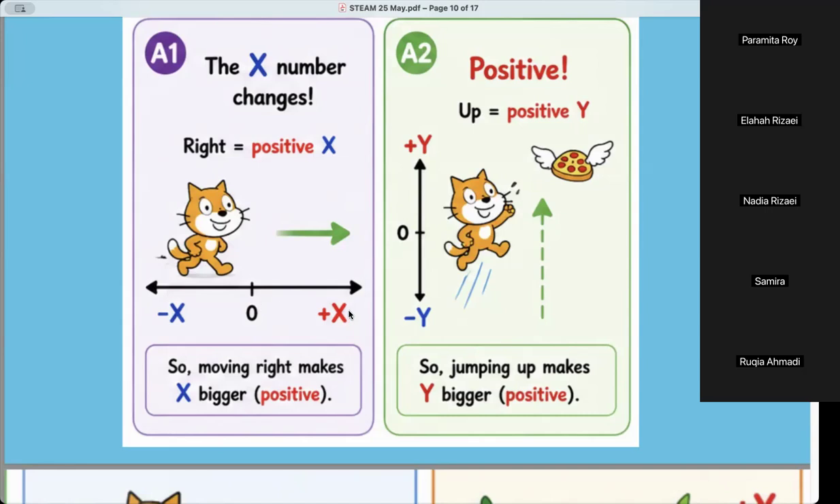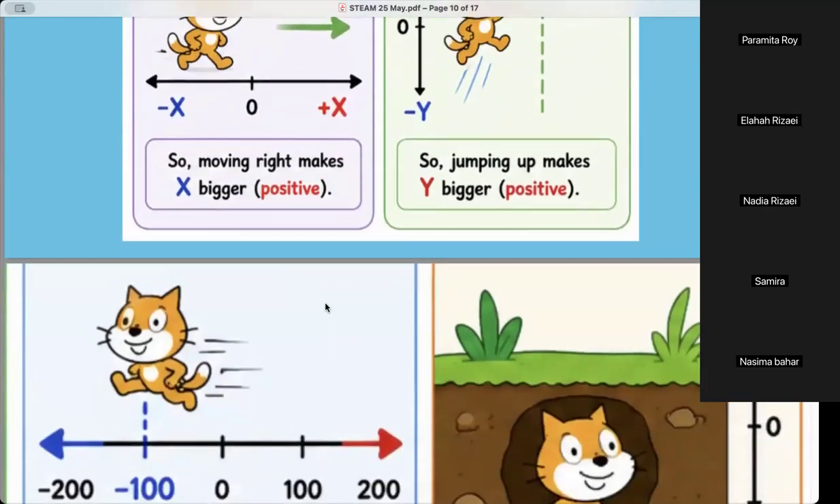Vertical line, y-axis. Horizontal line, x-axis. Now, which one is positive when you're going upward? Up is positive for the y-axis. Okay? And down is negative for the y-axis. Here on the horizontal line, left is negative and right is positive. Got it? No? Okay, that's all right. We will do it again, don't worry.